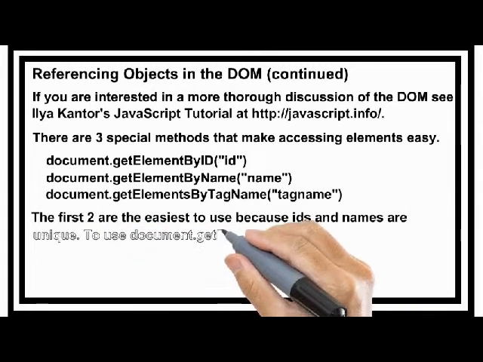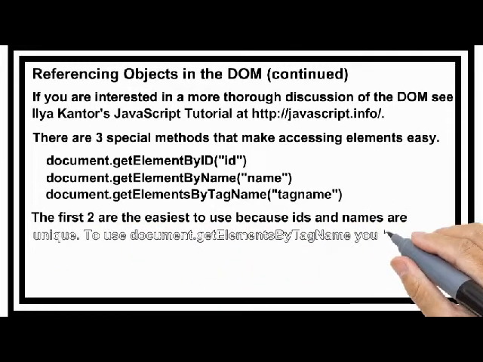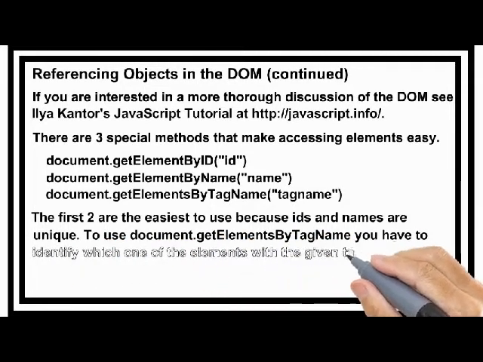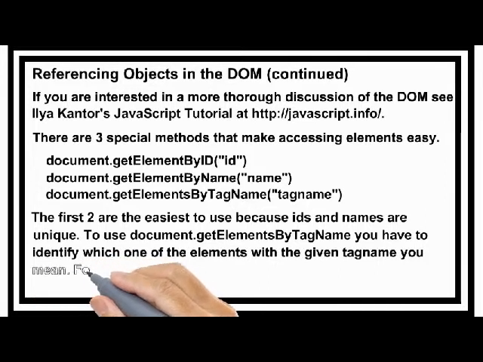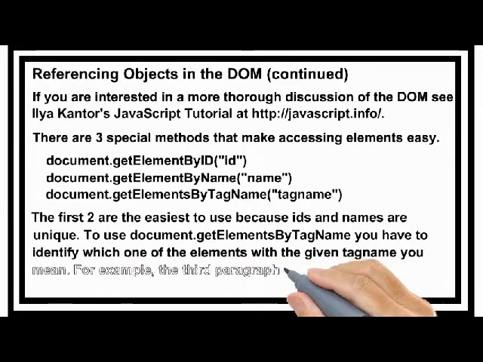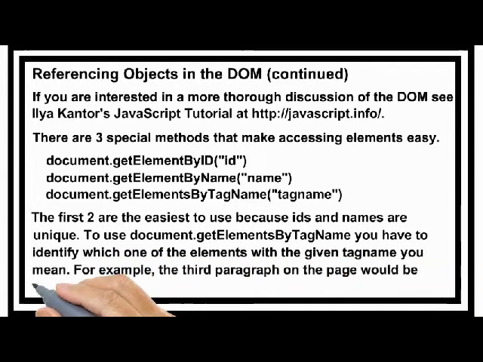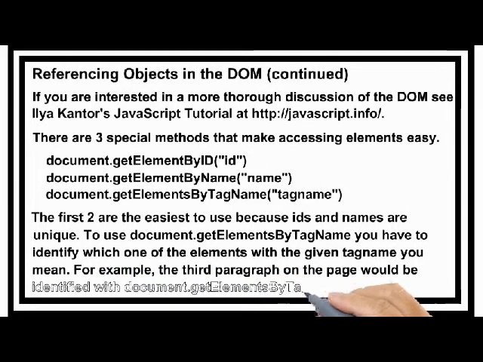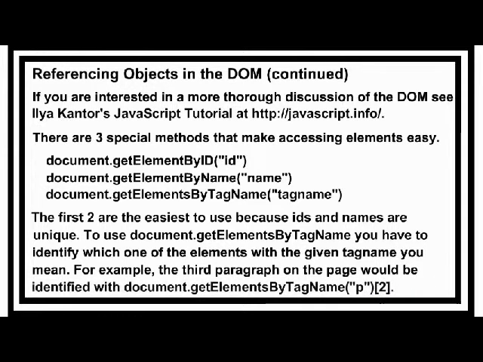To use document.getElementsByTagName, you have to identify which one of the elements with the given tag name you mean. For example, the third paragraph on the page would be identified with document.getElementsByTagName, tag P, index 2.